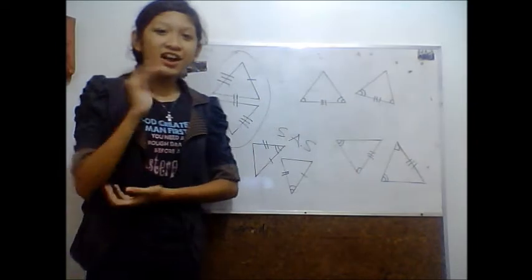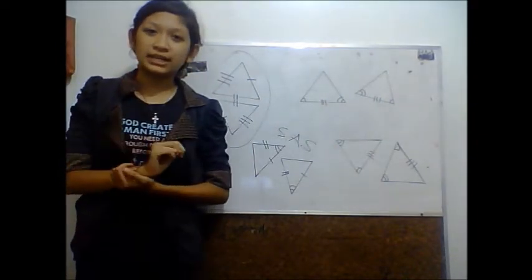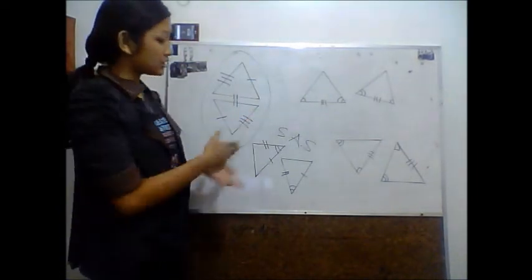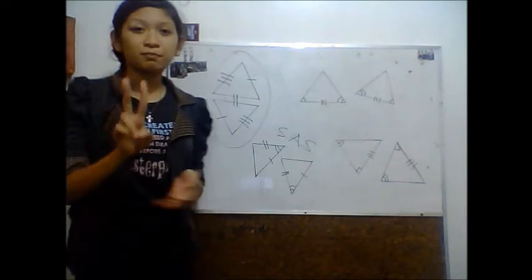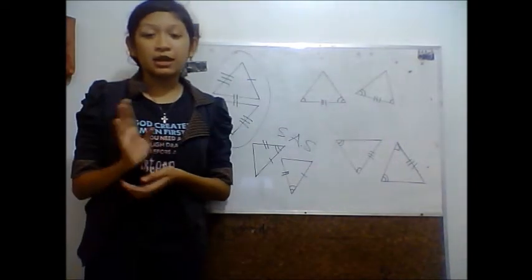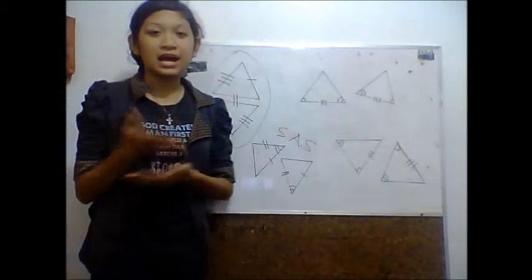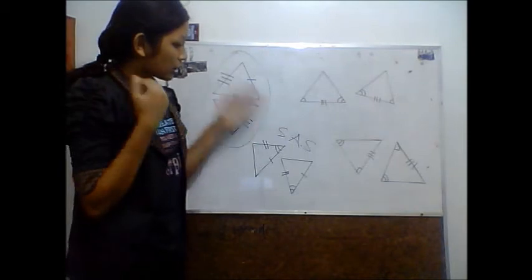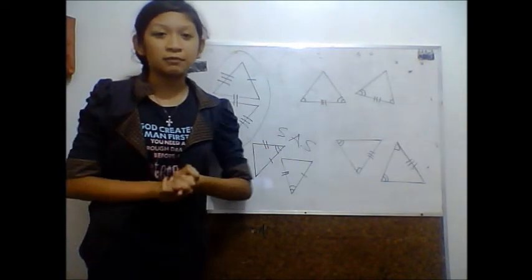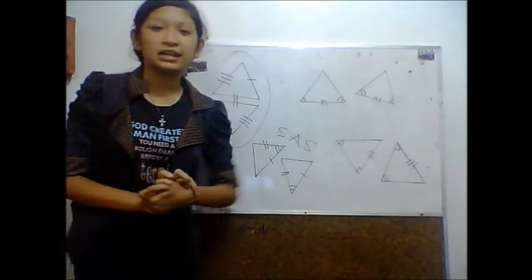The other one is side angle side, meaning we have two sides and one angle. We can see in this example of SAS that we have two pairs of congruent sides and one angle between them that is also congruent. We can say that it is SAS, or side angle side. If the angle is not between those two sides, there is no way that it can be proved as congruent by SAS, or side angle side.